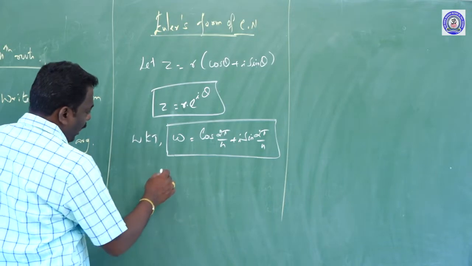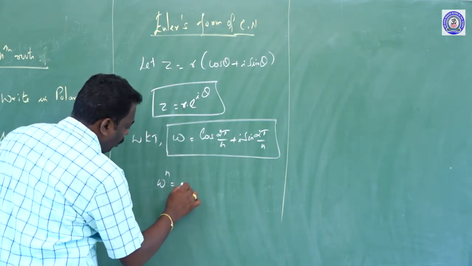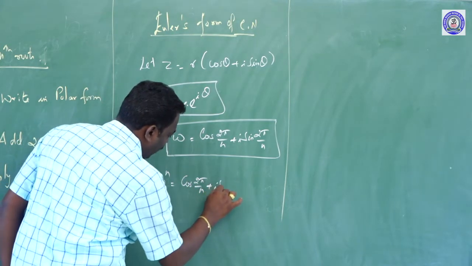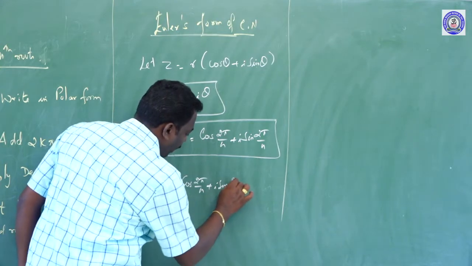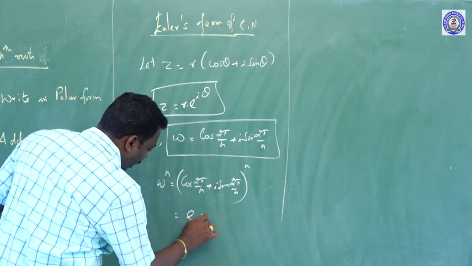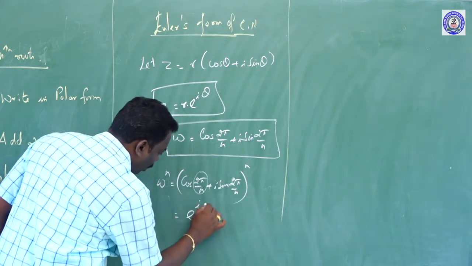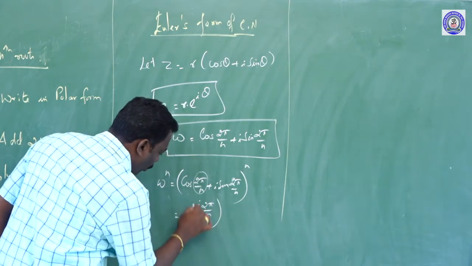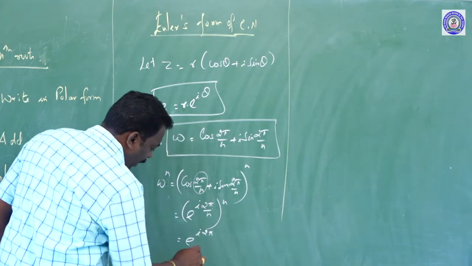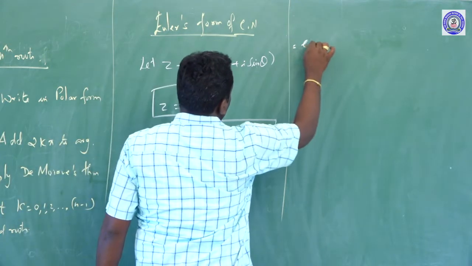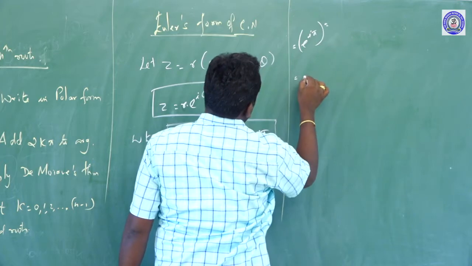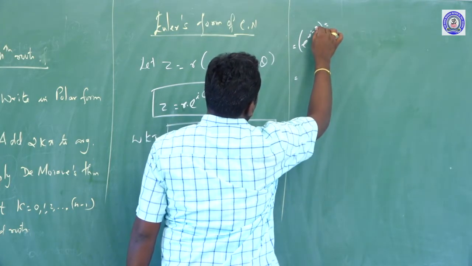So now write omega power n that is equal to cos of 2 pi by n plus i into sin of 2 pi by n, whole power n, and that is equal to e power i into theta equal to 2 pi by n, whole power n, and the n's are cancelled. e power i into 2 pi, and that is equal to e power i into pi whole power 2, that is equal to e power i pi. Here theta is called what?